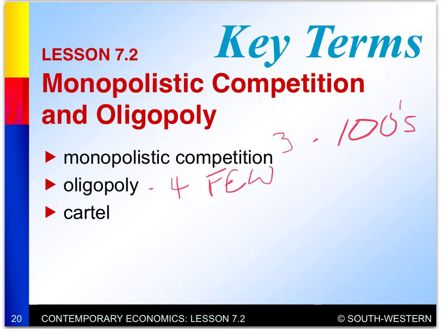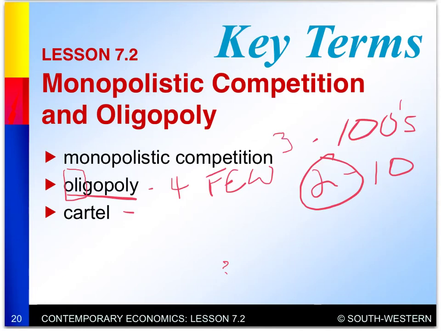A cartel, everybody thinks of a drug cartel. The word cartel has nothing to do with drugs. The word cartel is when a few companies, say 2 companies, in an oligopoly. The word oli means a few, mono means one, right? It's when a few companies decide to get together and act like one big company. They form a cartel.